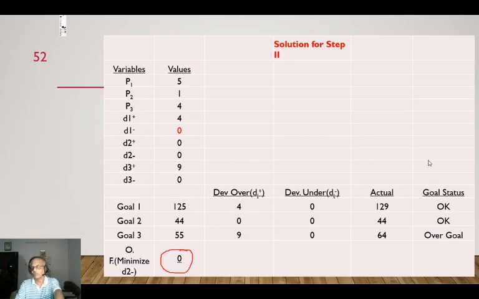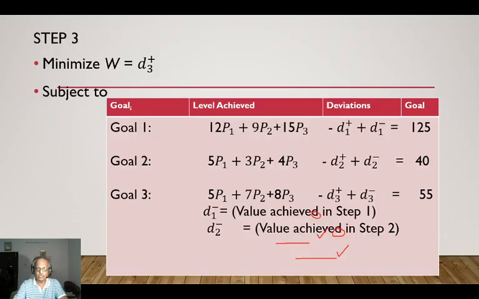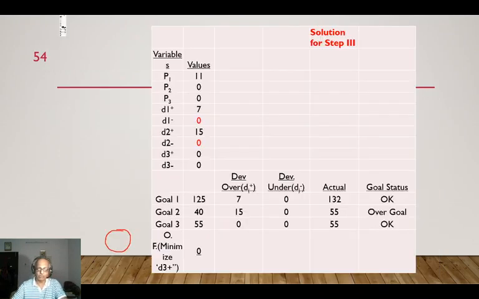Now we have got two values, D1 minus equal to 0 and D2 minus equal to 0, and we put these two values in the third step. So in the third step our objective is to minimize W equal to D3 plus, and we solve the problem again, and we found that D3 plus is equal to 0. So everything changes, and now you find the P1 decision variables have also changed and the goal status has also changed.